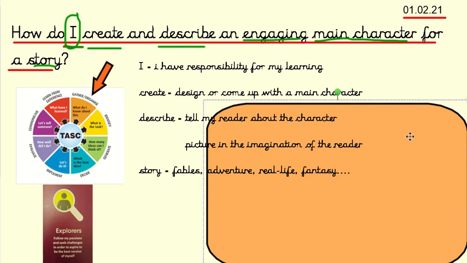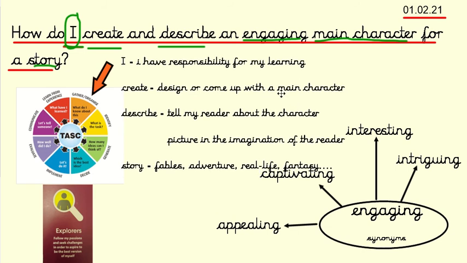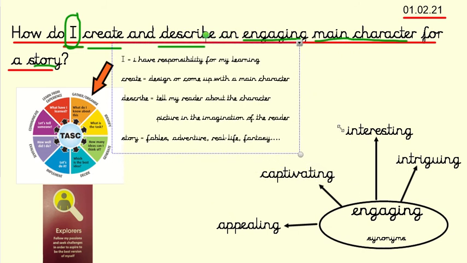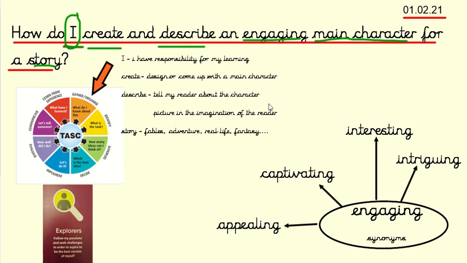Now, I've used a mind map here to record synonyms, or words that have the same or similar meaning as engaging. So I want my main character to be interesting, to captivate my audience. That means they want to know more about that character. They can't stop reading about them. I want him or her to be appealing. So for a reader to pick up my book and think, oh, who's this? I want to know more about this character or this person. Maybe I want them to be intriguing, to have a little bit of a mystery about them.